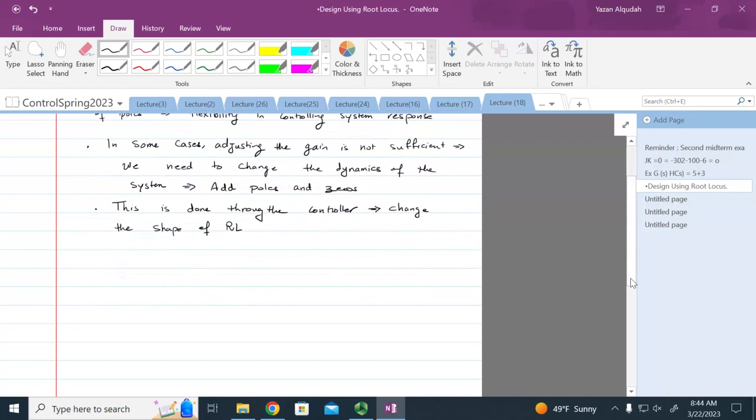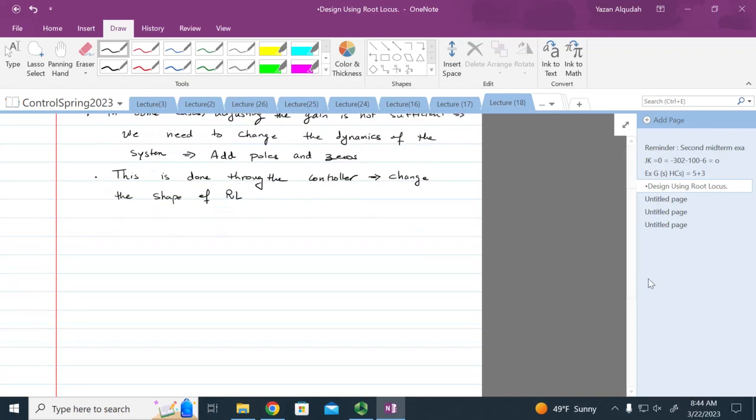Okay. So let's look at two examples where we can justify what we're trying to do. We're going to look at an example where the system transient response is okay, but the steady state error is not okay.